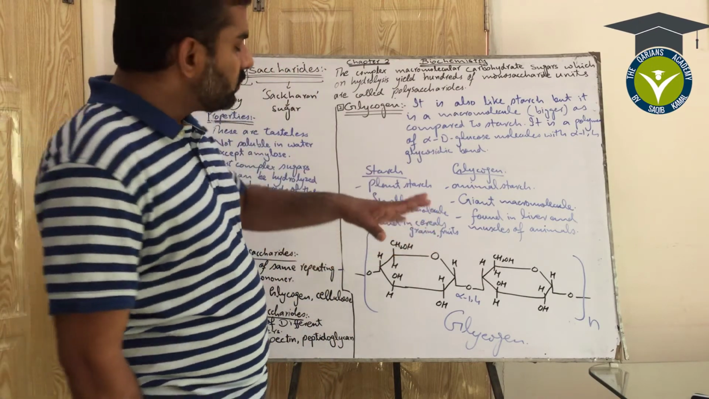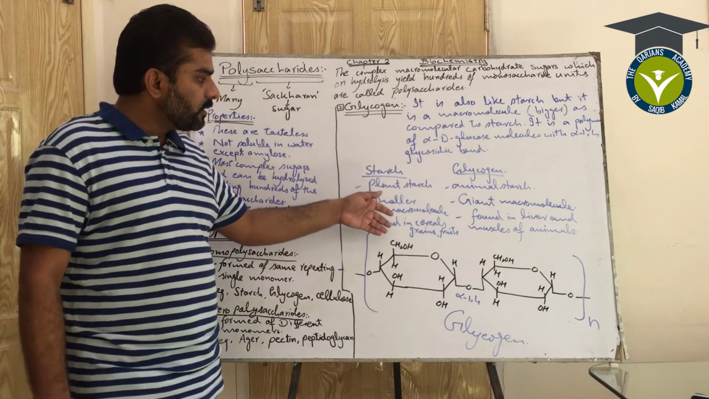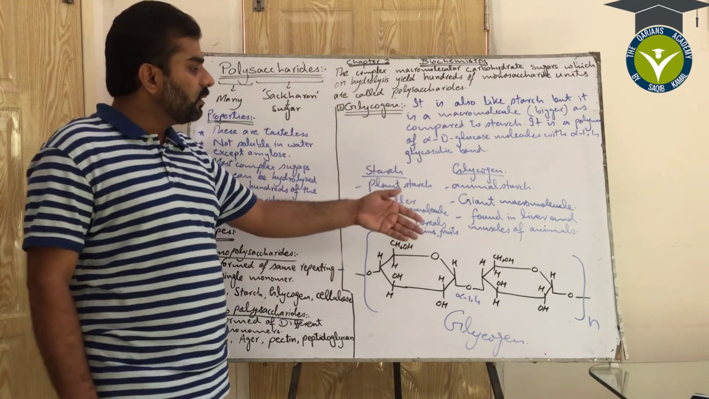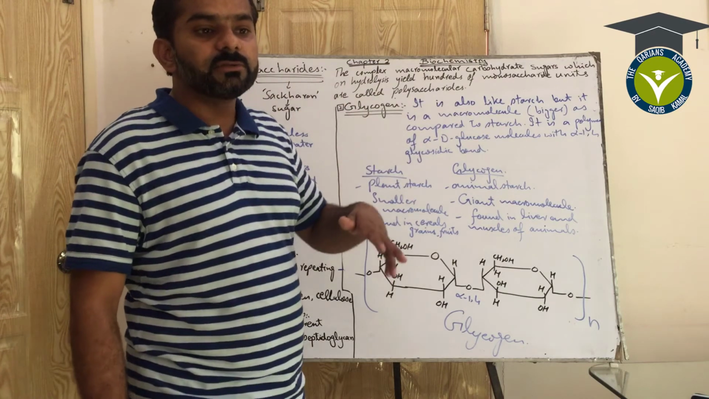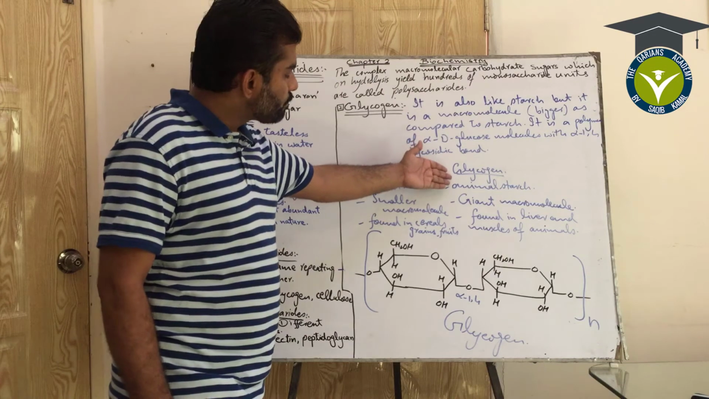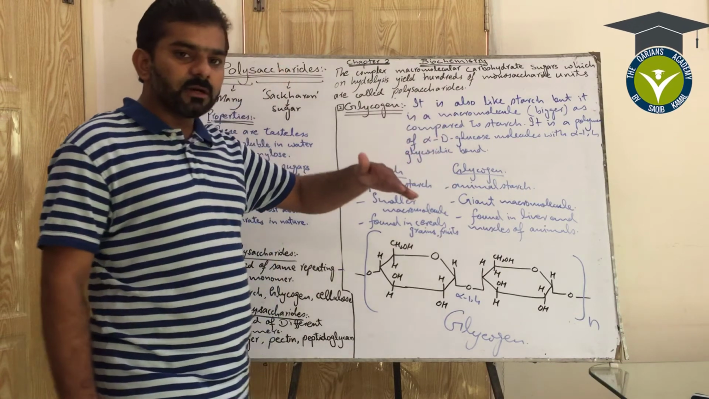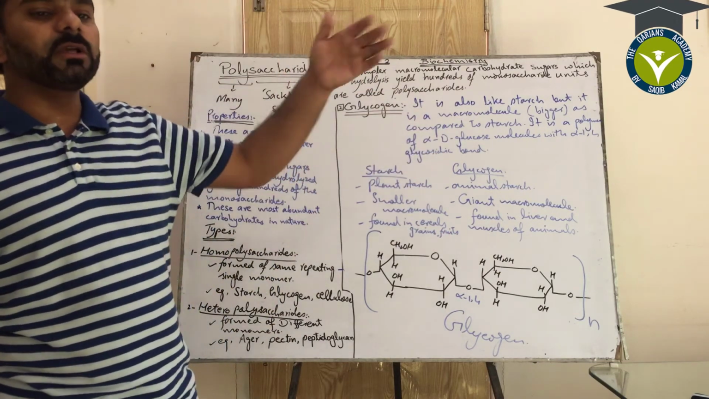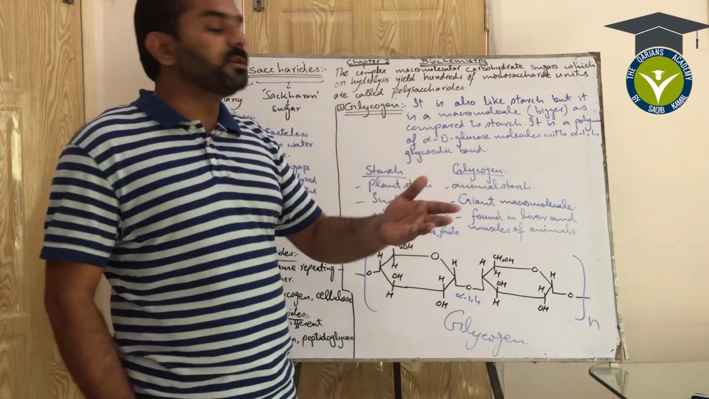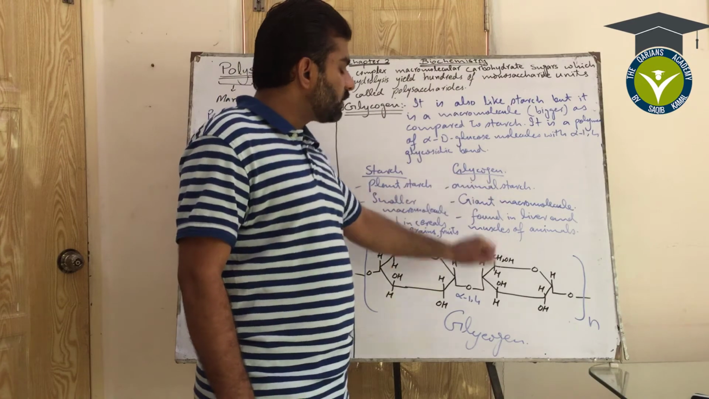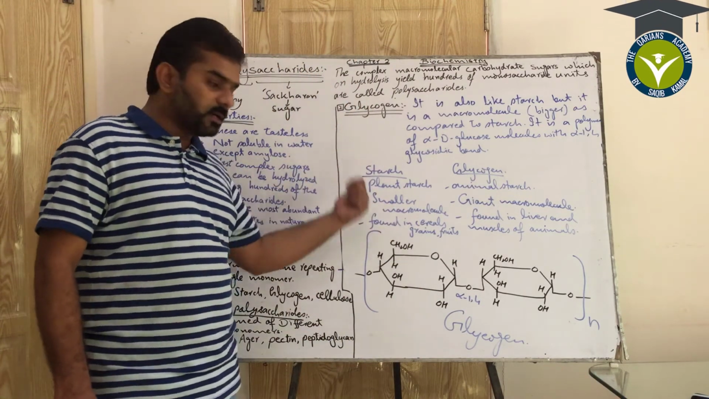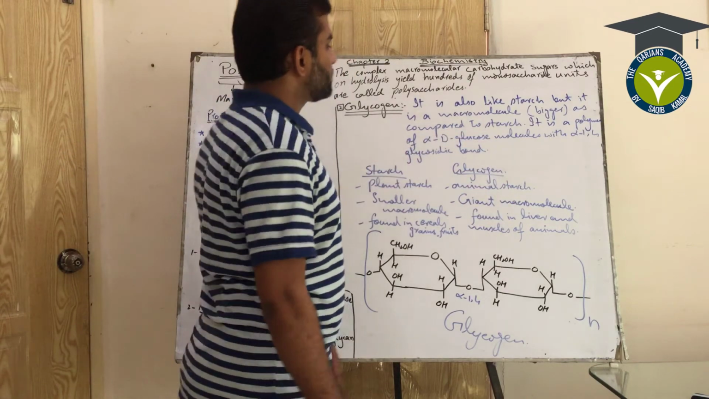200 to 5,000 is starch amylose, and 5,000 to 10,000 is the amylopectin, and then 10,000 to 20, 30, 40, 50,000, more than 10,000, will be the glycogen, that is animal starch. This is stored in the plants and this is stored in the animals.